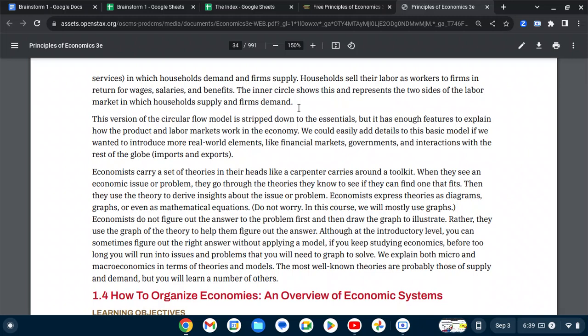We explain both micro and macroeconomics in terms of theories and models. The most well-known theories are probably those of supply and demand, but you will learn a number of others.